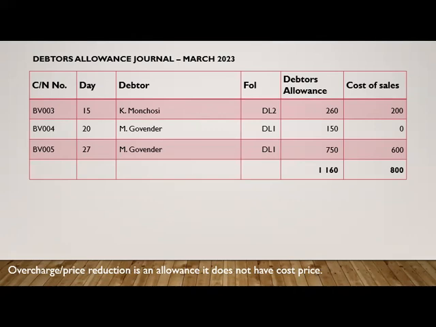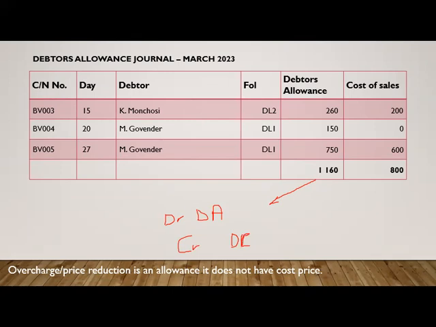All right, we have not done this part here. Question is, what do we do with that 1,160? It will be recorded on the debit side of your debtors allowances, and it will be recorded on the credit side of your debtors control. That is because your debtors will be owing you less. That's why we record it on the credit side of your debtors control.